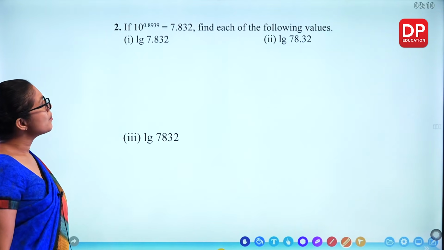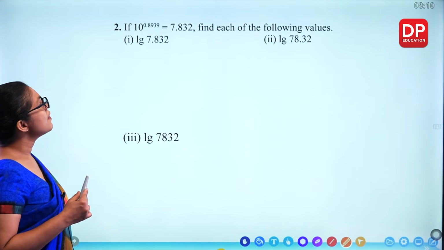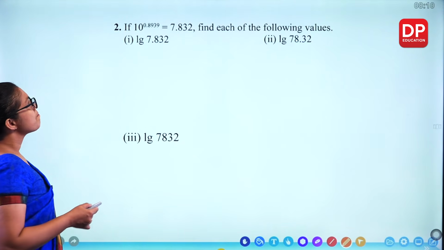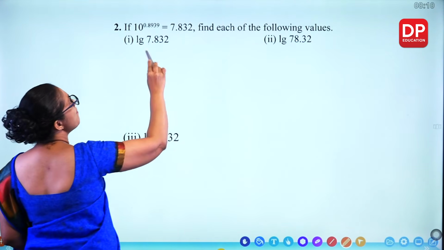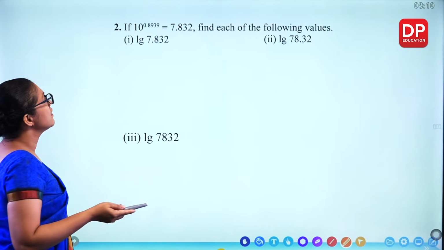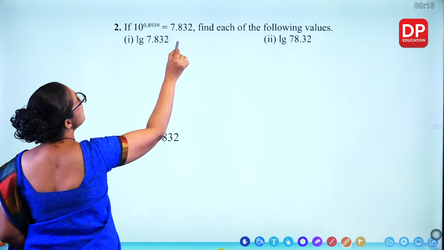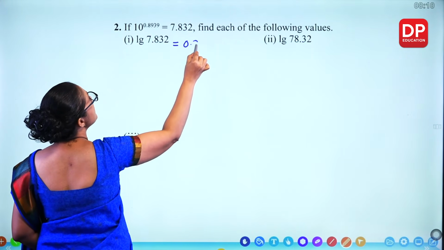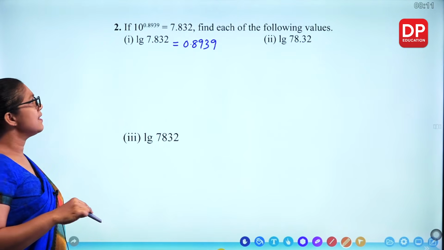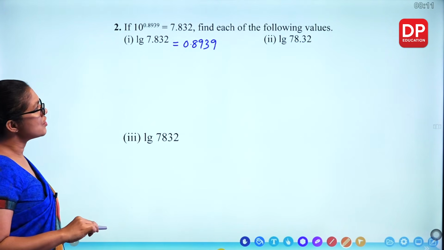Now look at the second question. If 10 to the power this is given 7.832, find each of the following values. Now same number here. So what's the log notation? We can straight away write down log of this value is equal to 0.8939. That's the conversion of index notation to log notation.